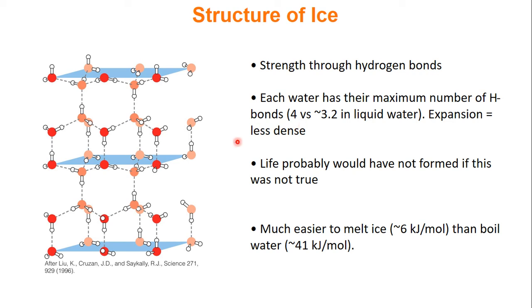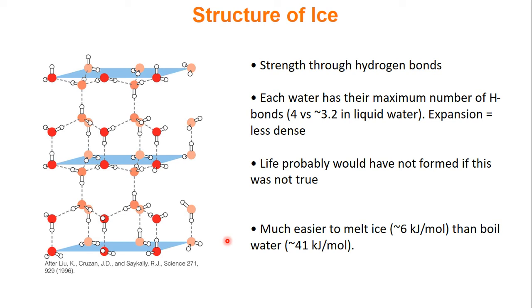If ice was more dense than liquid water, ice would go to the bottom of lakes, and you'd freeze from the bottom to the top, and basically life would probably never happen. Luckily, water is most dense at 4 degrees centigrade, so that means ice floats and the bottom is still liquid water.